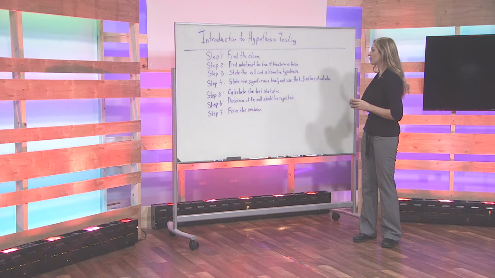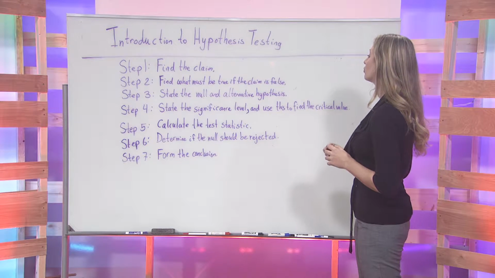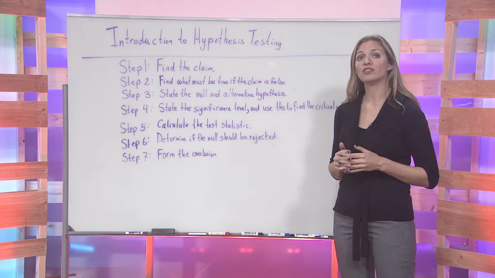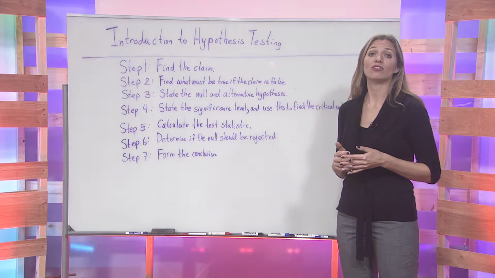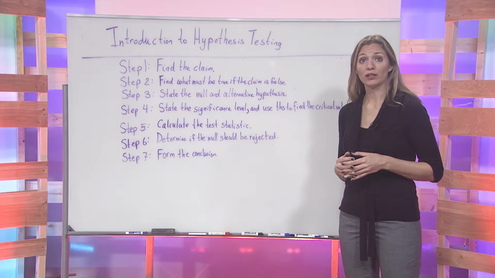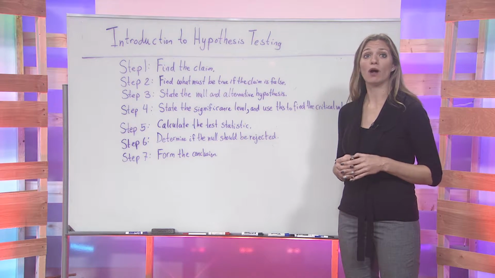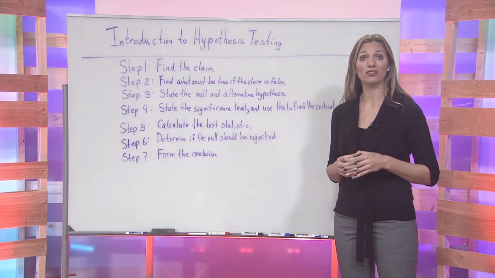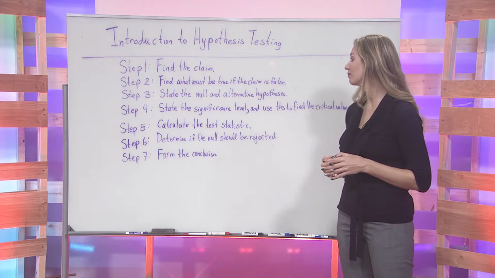The second step is to find what must be true if the claim is false. These options can be different things, such as not equal to, less than, greater than, or even an equality case. It will depend on the wording of the problem, which we will get into more in other videos.